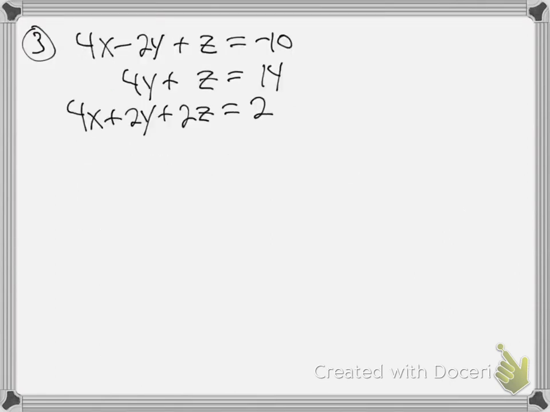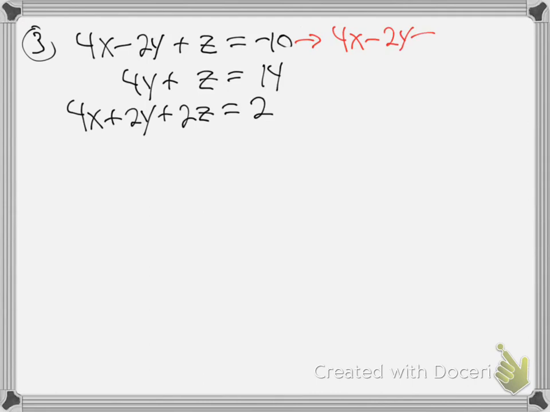Okay, so here's number 3. It's the same thing. We must eliminate one letter from all three equations. How are we going to do that? Well, I don't know. Looks like we could probably do z. Good enough, I guess. So if we took this top equation and multiplied through by negative 1. Oh, wait a minute. We were already missing x from the middle equation. So why don't we just get rid of x from the other two?